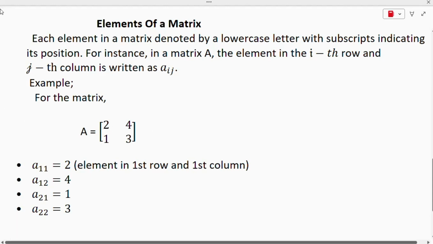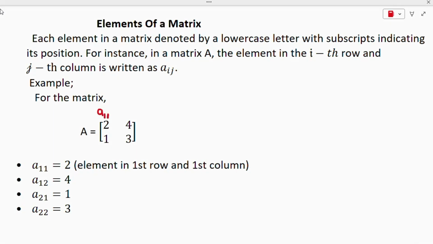And if you take a look at this, the position of this right here is called a11, which simply implies that this is an element in the first row and in the first column. This is called a12, which implies that this is an element in the first row and the second column. We have this to be a21, which implies that this is an element in the second row but in the first column, and we call this a22, and this implies that this is an element in the second row and in the second column. So this is what it means by elements of a matrix. So an element of a matrix is denoted by a lowercase letter with a subscript indicating its position.